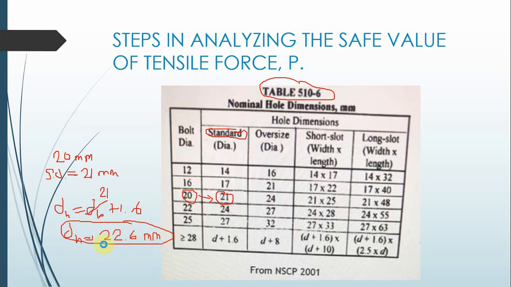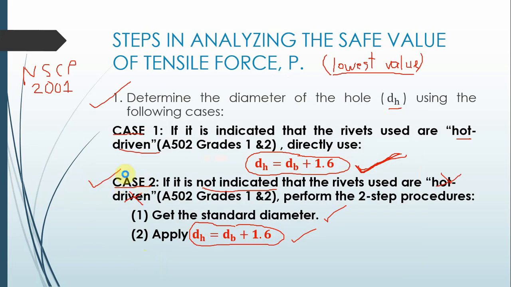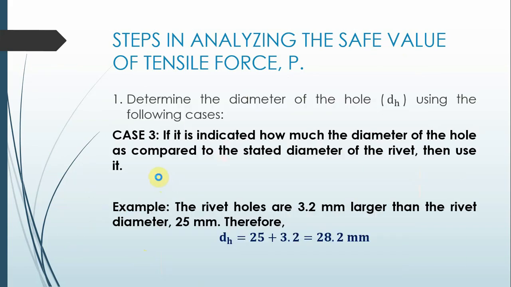And this value of D sub H is very important for our tensile rupture stress and also for block shear. We always use it. Is case 2 understood? Okay, so case 2 is just two procedures. Next, case 3.